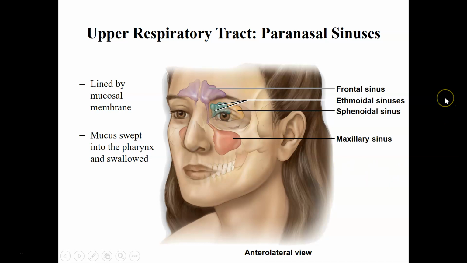Occasionally, these sinuses get inflamed, called sinusitis, inflammation of the sinuses. That could be due to an infection or to an allergic reaction. If the inflammation is severe enough, that can close off the passageway into the nasal cavity, and so pressure builds due to accumulation of the mucus inside the sinus.